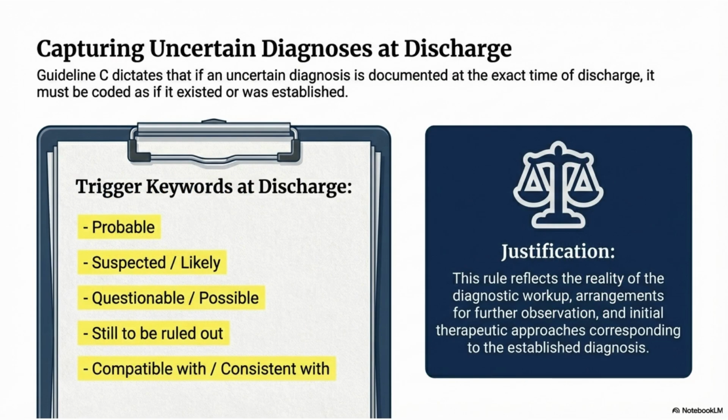If an uncertain diagnosis is documented at the time of discharge using terms such as probable, suspected, likely, possible, or consistent with, it must be coded as if it were established. This rule reflects the reality of inpatient diagnostic workups and the clinical reasoning behind treatment decisions.